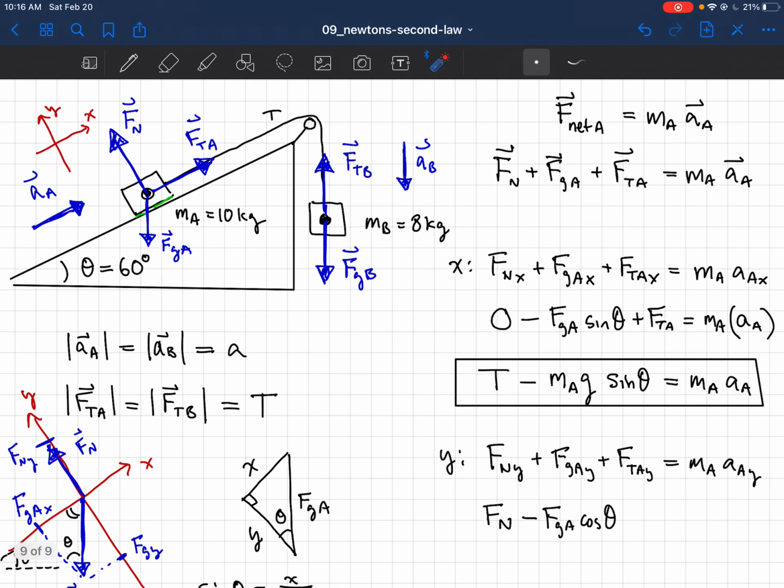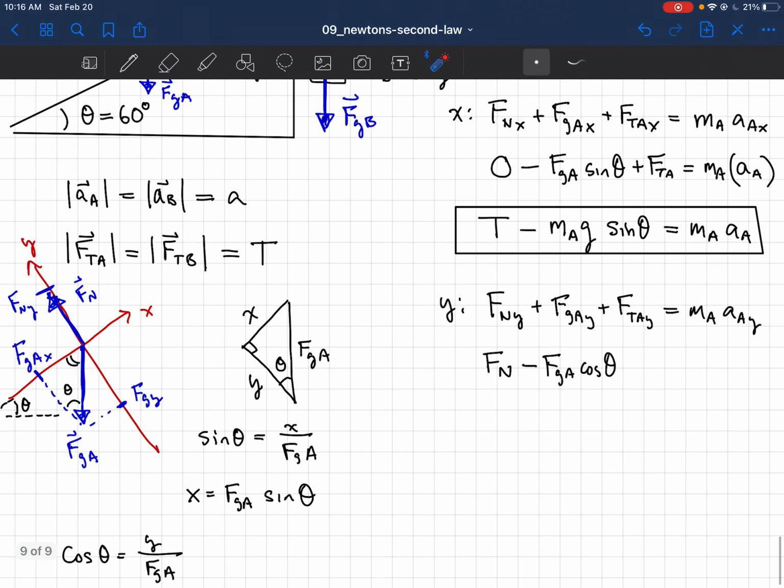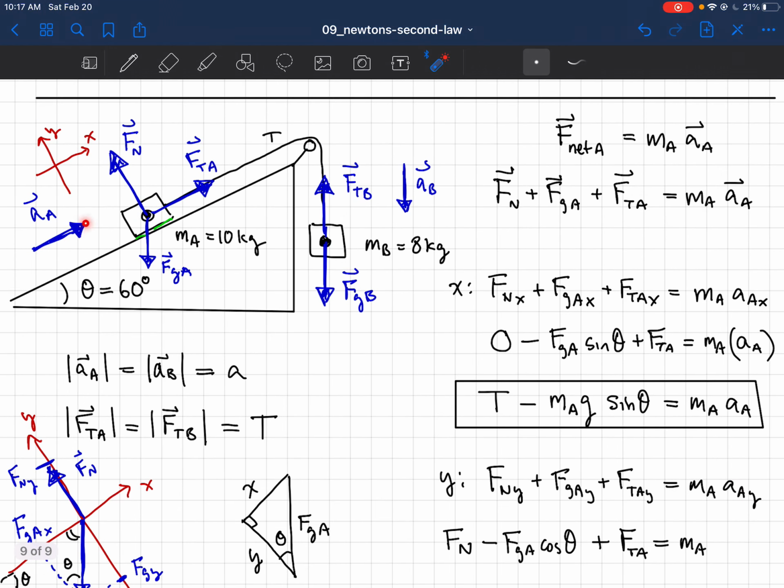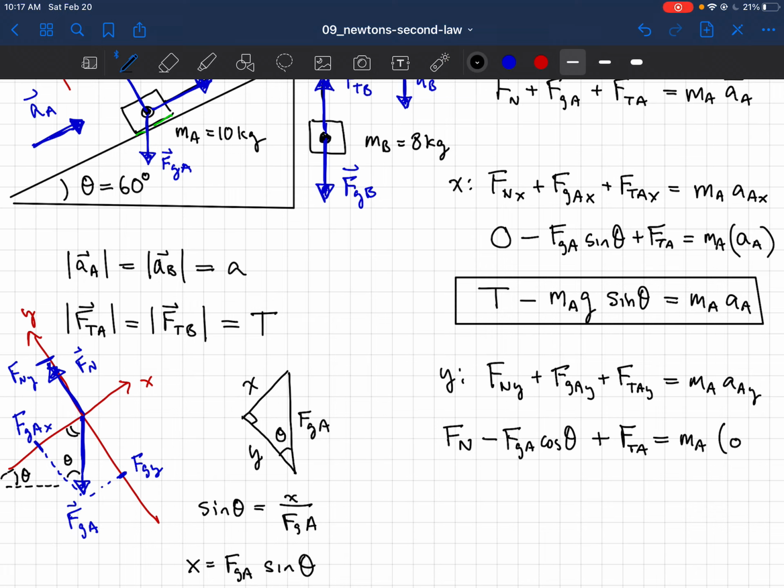Then we have F_TAy. Well, F_T points along the rope, which is also along the positive x-axis. So it has a positive component equal to the magnitude. So it's just F_TA. And then we have m_A. Don't stop until you finish the whole equation. And we have a_Ay. So what is the y component of the acceleration vector of object A? Well, that's this vector placed on this coordinate system. You can see it's going to have a 0 y component. So this becomes times 0.